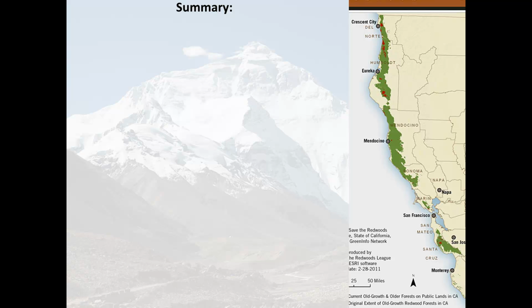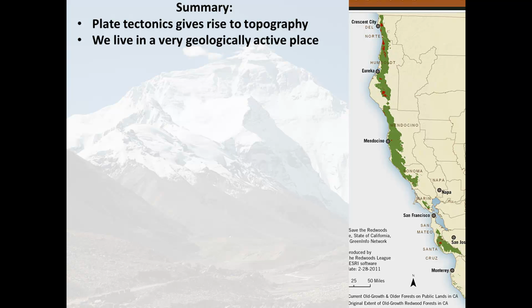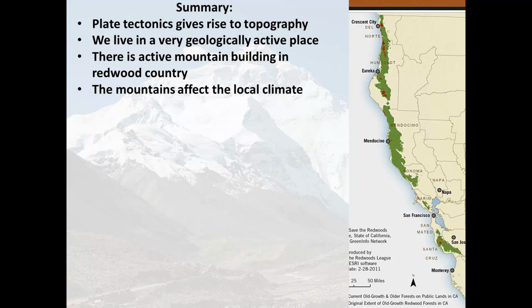So in summary, that's all the geology I wanted to cover, and I'm showing you this map to remind you of where Redwood Country is, and now you can think of this whole area in a new way. It's on the edge of the North American plate. It's composed mostly of Franciscan melange. It's fascinating stuff. Plate tectonics gives rise to topography. We live in a very geologically active place. There's active mountain building in Redwood Country. The mountains affect the local climate. We'll say more about climate soon. We have earthquakes, landslides, and whitewater rivers because of all this stuff.